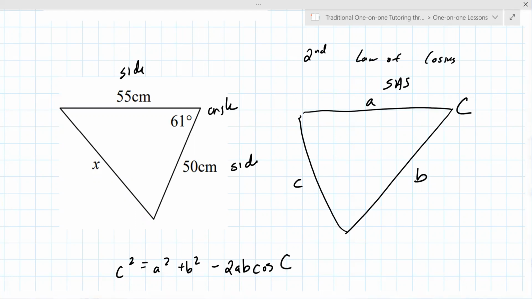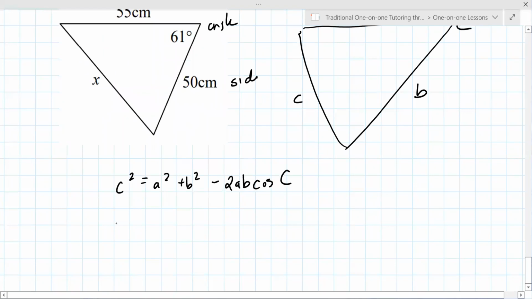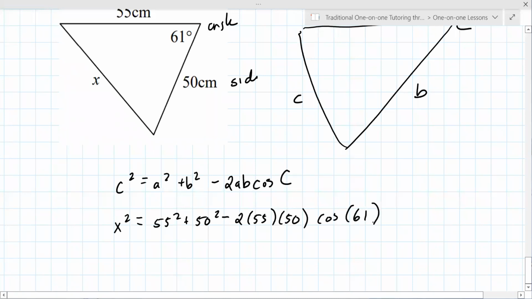Okay, so in your problem, you're trying to find X, so it's X squared equals, and it doesn't matter whether that's A or that's B. You just pick. It really won't matter. Cosine of 61. And so you just calculate this. The only thing you have to be careful of is, you get all that number, but then do you take a square root? Don't forget to take a square root to solve for X, because you'll get a number that's really large, and it should be in the same order of magnitude as these numbers when you're all done.